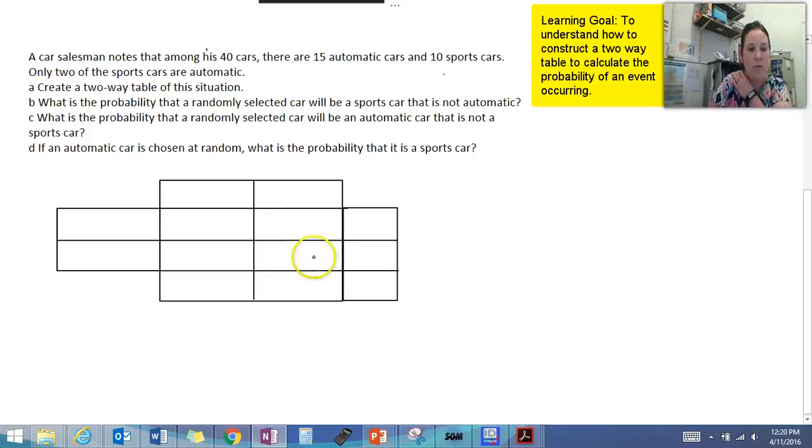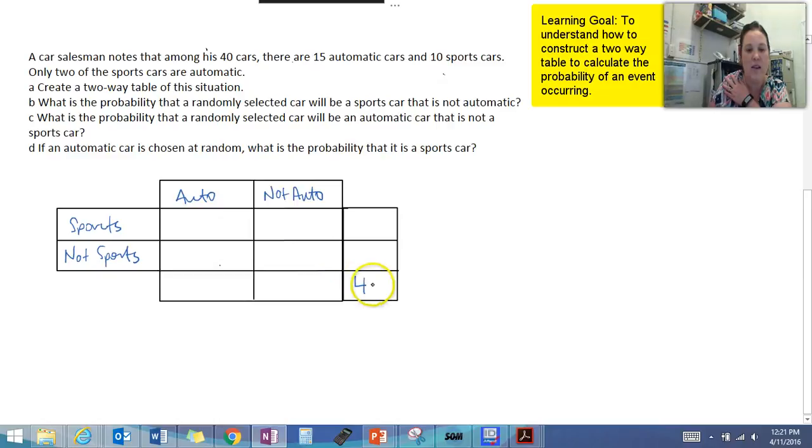Okay, so if you're having a bit of trouble with what your labels might be, for our first side, we've got a type of car. So we've got sports cars and not sports cars. Then we've also got a particular type of transmission of our cars. So we've got automatic cars and not automatic cars, or you might write manual cars. There's only 2 options usually. So once we've labelled each of our 2 categories, we can then go adding the information that we have about that. So there were 40 cars in total.